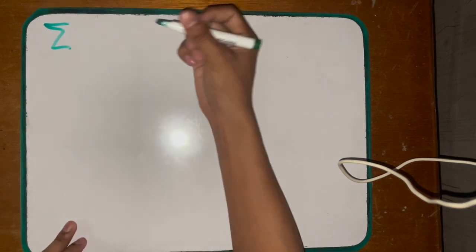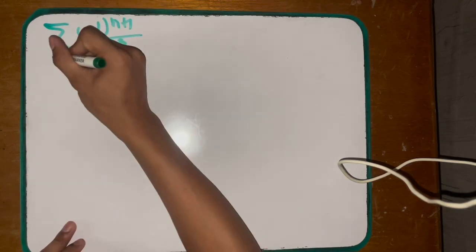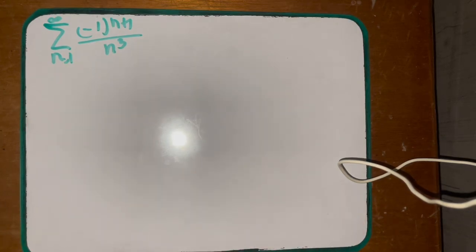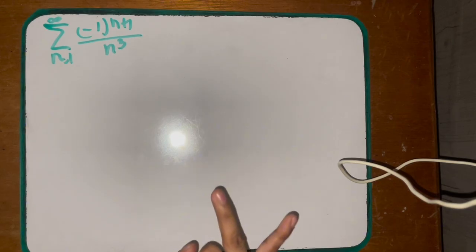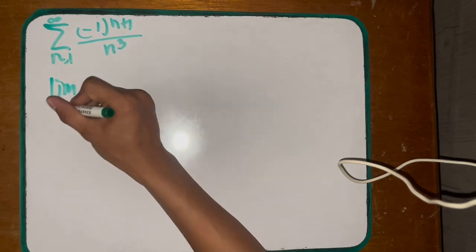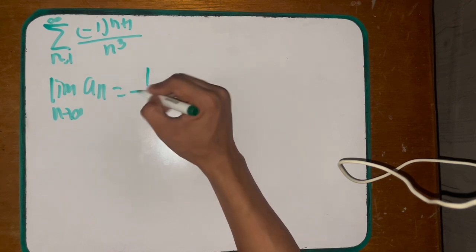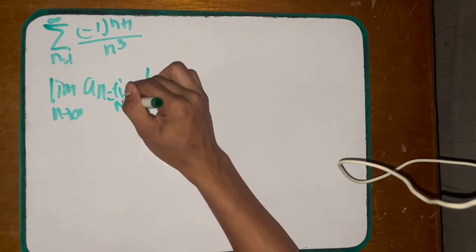So we have another problem, the summation of negative 1 raised to the power of n plus 1 over n cubed, from n equals 1 to infinity. First, let us check the conditions. The limit should be equal to 0 and the series should be decreasing. So we have the limit of an as n approaches infinity, which must equal 1 over n cubed. Now we have to rewrite the limit as n approaches infinity.